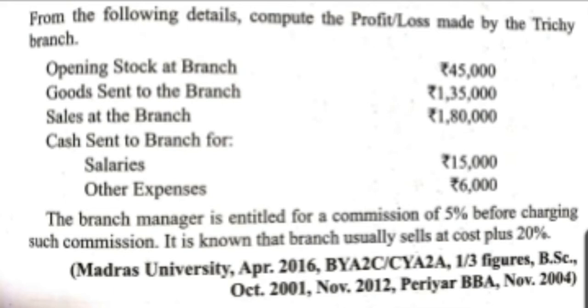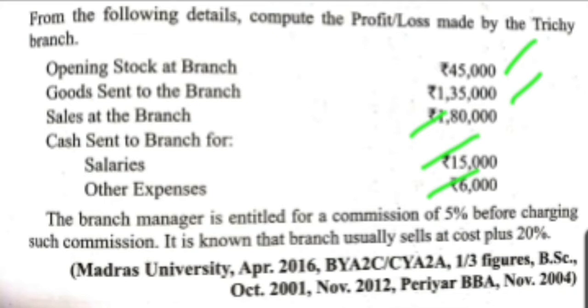Let's see the sum straight away. From the following details, compute the profit and loss made by the branch. Opening stock 45,000. Goods sent to branch 1,35,000. Sales at branch 1,80,000. Cash sent to branch for salary 15,000. Other expenses 6,000.